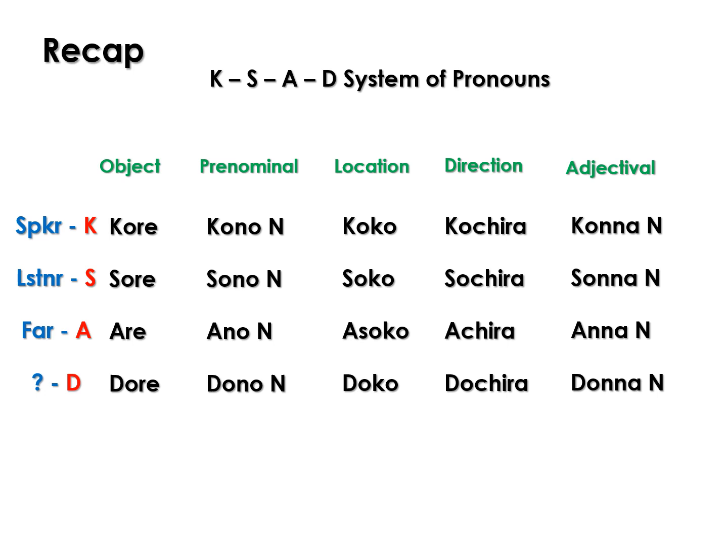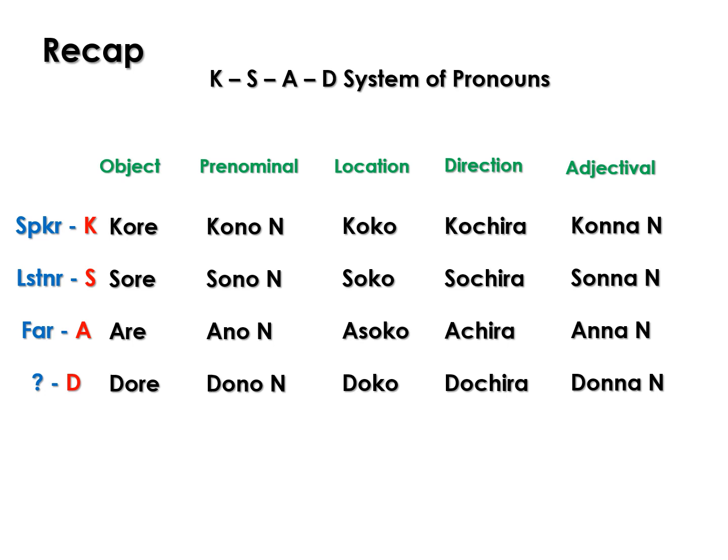To refer to an object, this and that, we have kore, this, sore, that close to the listener, are, that far from both speaker and listener, and dore, to ask which one. For the pronominal, such as when you say this book or that car, for things close to the speaker, we use kono. For things close to the listener, sono. Far from both speaker and listener, ano. And to ask which object, we say dono.